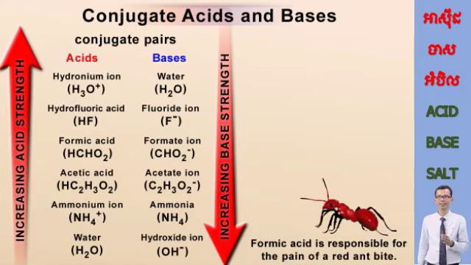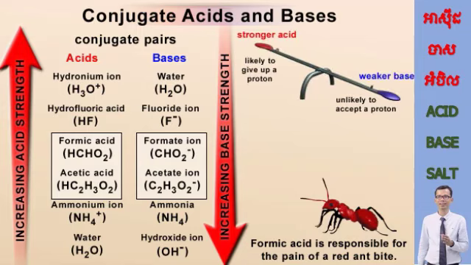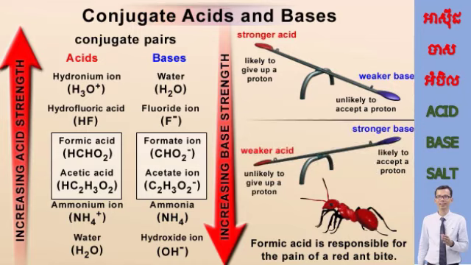Compare formic acid, which is responsible for the painful bite of a red ant, to a weaker acid, acetic acid. The conjugate base of formic acid, the formate ion, is a weaker base than the conjugate base of acetic acid, the acetate ion. In simple terms, the more eager an acid is to give up its proton, that is, the stronger the acid is, the less eager its conjugate base will be to pick up a proton. In similar fashion, the more likely a base is to accept a proton, the less likely its conjugate acid will be to give up that proton.